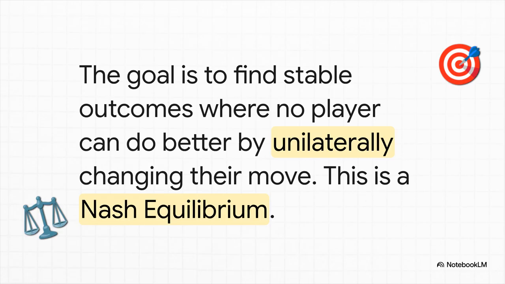Now, the whole point of using game theory isn't just to play. It's to find a stable outcome. We call this a Nash Equilibrium, named for the mathematician John Nash. Basically, it's a point in the game where no one can do any better by just changing their own strategy. Everyone's making the best move they can, given what everyone else is doing.